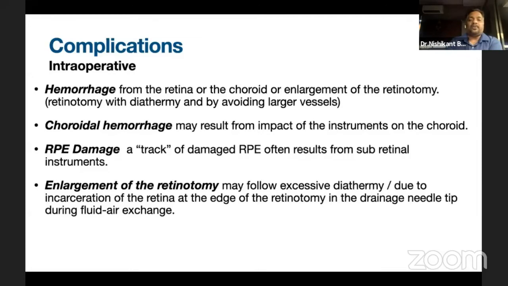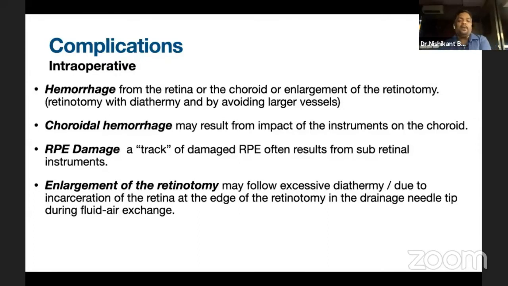The complications, like I mentioned, can be hemorrhage from the choroid or the retina, so you have to have good diathermy. A choroidal hemorrhage may result from the impact of our instrument itself on the choroid. Many a times your instruments rub against the retina and the RPE, and you can find a damaged RPE from subretinal instrumentation. So you have to be very careful when you're doing subretinal dissection.